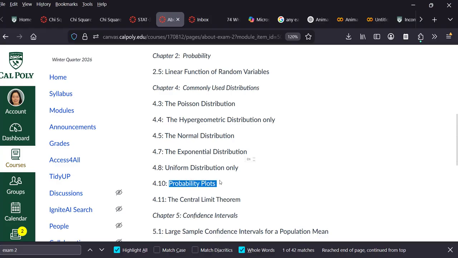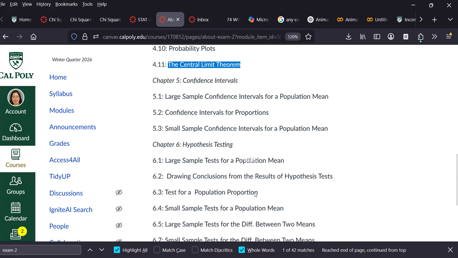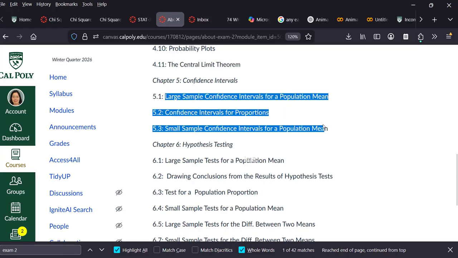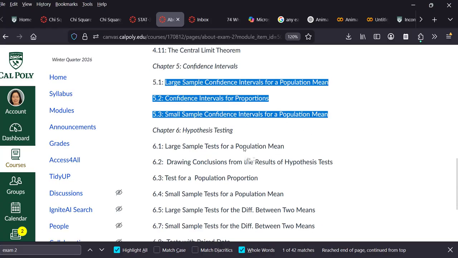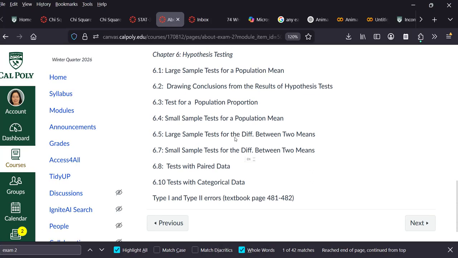For probability plots, you only need to know, if I give you 2 plots, what's the meaning? Does that mean the data is normal or not normal? Okay. Central limit theorem, that's our foundation of confidence interval and hypothesis testing. Confidence interval, we only focus on 2-sided confidence interval for population mean and proportion. Is it a larger sample or small sample? So we will talk about this in detail.